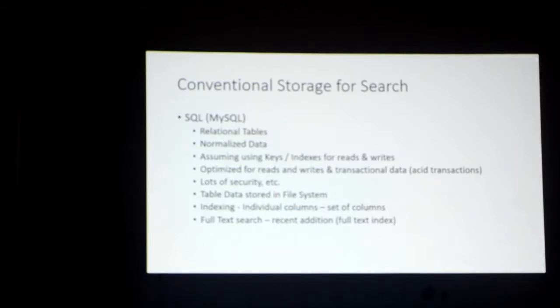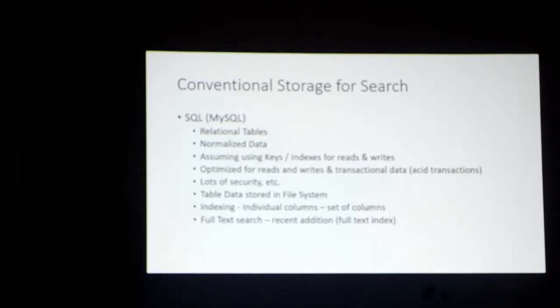But these are some of the reasons why conventional RDBMSs are not a good fit for search. These are some of the properties. Because they have normalized data, when you want to read data, a lot of joins have to happen to actually read an object, which again defeats the purpose of search, when we said we want really fast reads.